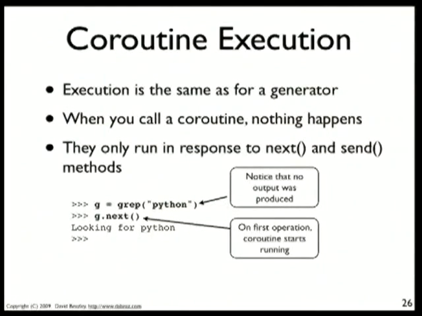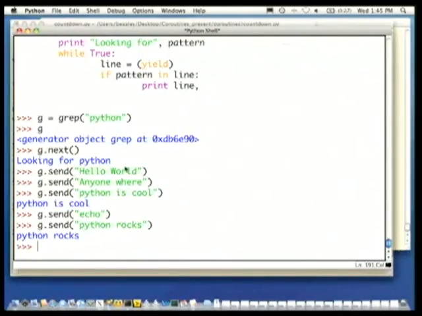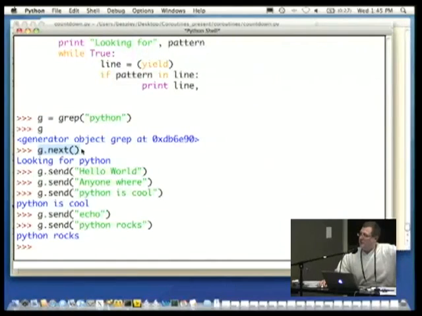A couple of the slides here are just emphasizing the execution model. It runs in the same way as a generator. Basically, if you call it, nothing happens. In order to get it to run, you have to call next and send methods on it. There is one little oddity I need to mention. In order to get coroutines to work correctly, you have to get them to advance to the yield statement. This is a little bit odd, but in my example you saw me do g equals grep Python, and then I had to do this next business. What that is doing is getting this to advance to the yield.